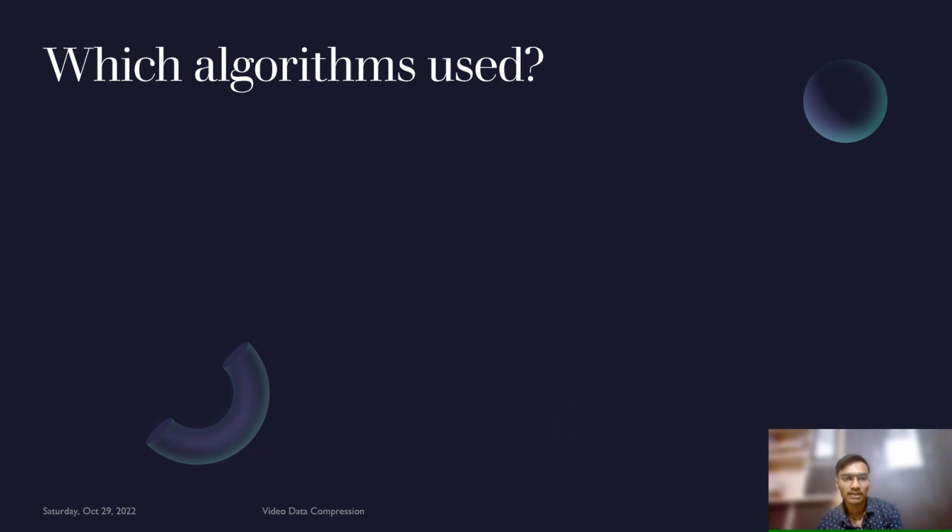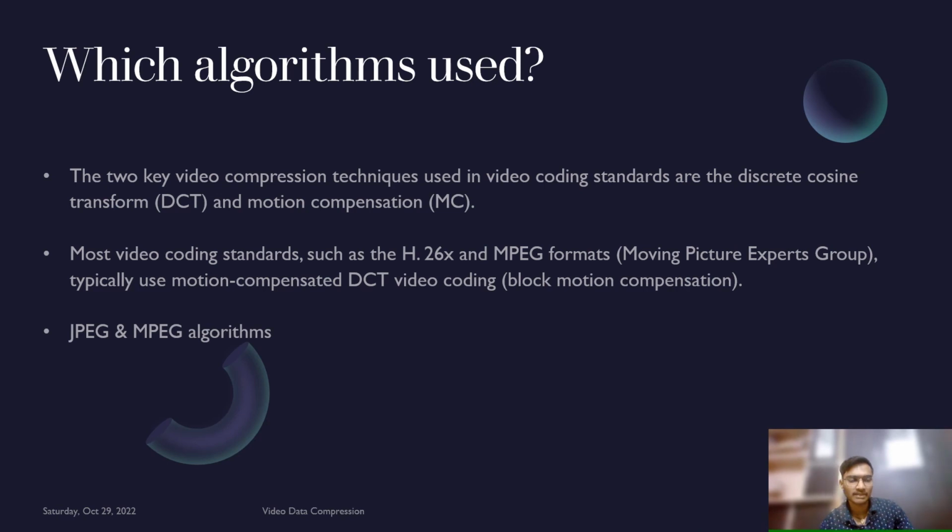Now let's study which algorithms are used. There are many algorithms available in the market, but the most favorable are JPEG and MPEG. The JPEG algorithm is commonly used only for images, so while compressing an image, we use the JPEG algorithm. And while compressing video, we use the MPEG algorithm.